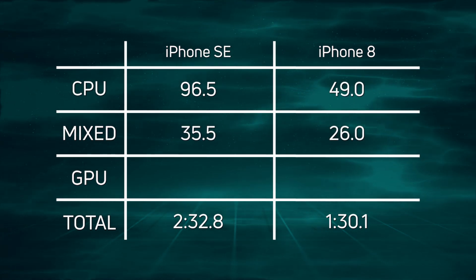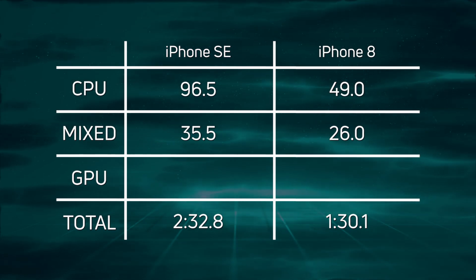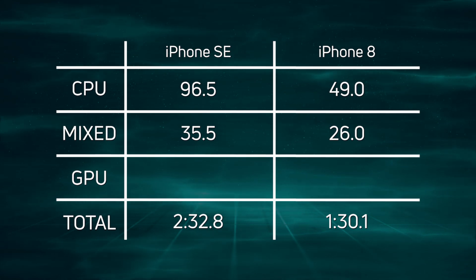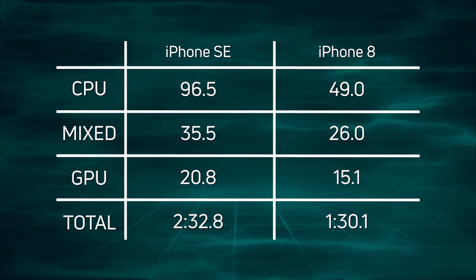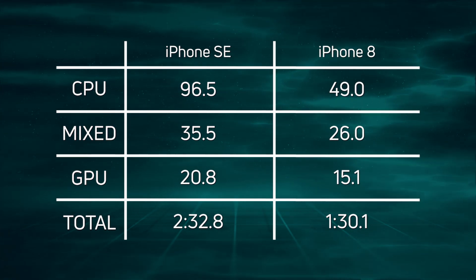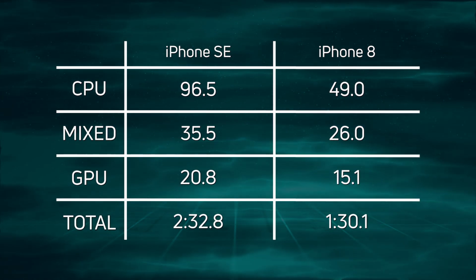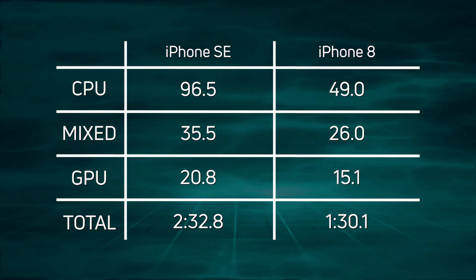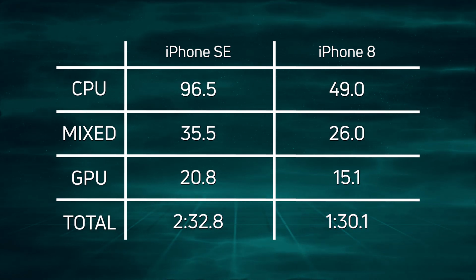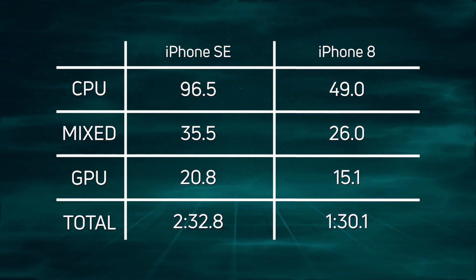When we get into the mixed CPU, GPU, 35.5 versus 26 seconds, almost a 10-second difference there. And when we get into the GPU, 20.8 versus 15.5, and the 20.8 was even running in a lower screen resolution than the iPhone 8 in its 15.1 seconds. So when you add up all those differences, you get over a minute difference, 1 minute 30.1 for the iPhone 8.